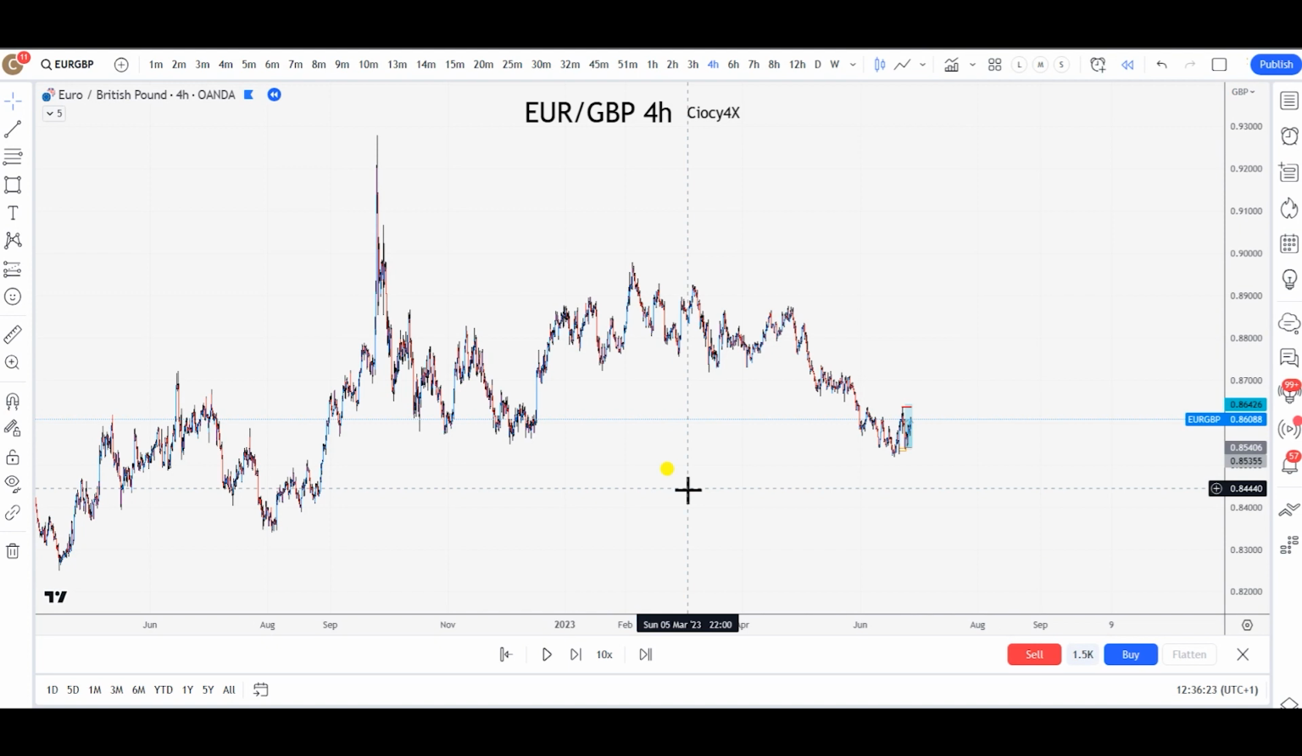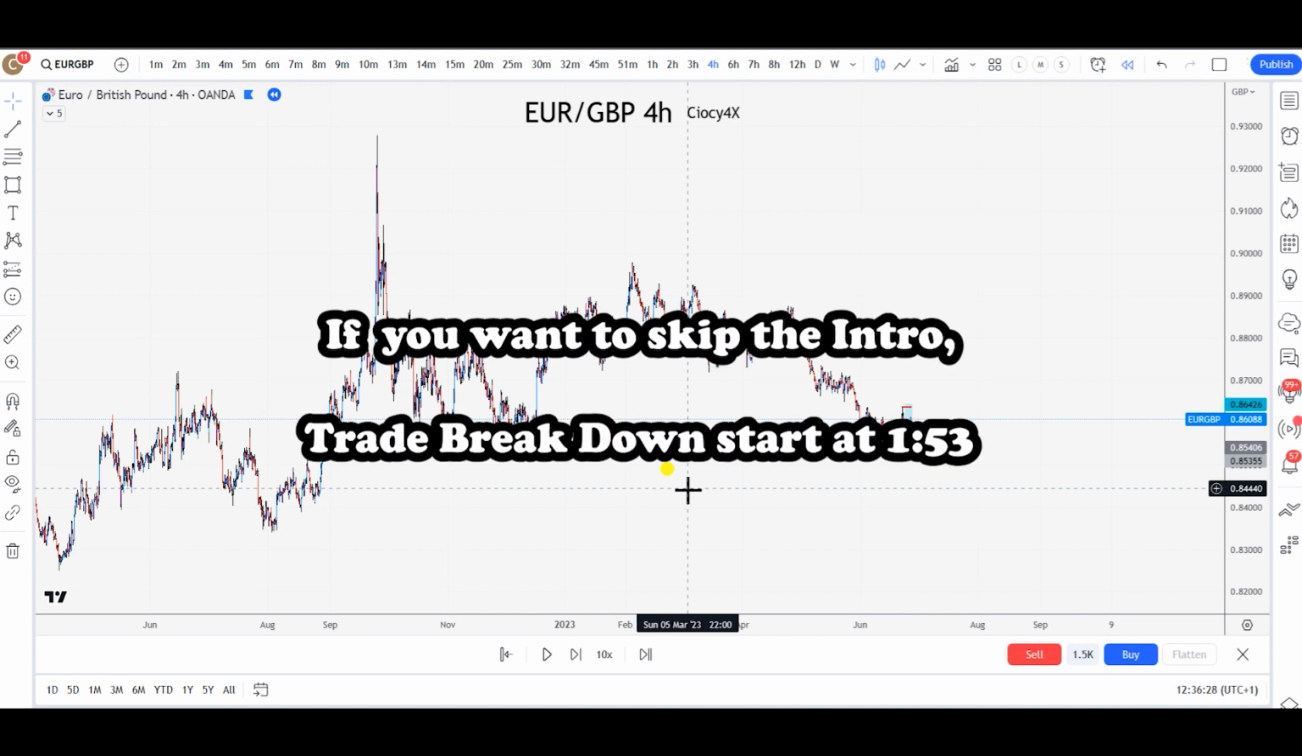I did a lot of trade breakdowns before on my TikTok page, but those were very short. Well, this one is going to be very in-depth with a lot of details, a lot of information for you all. So hopefully you can gain value and take a lot of notes out of it.